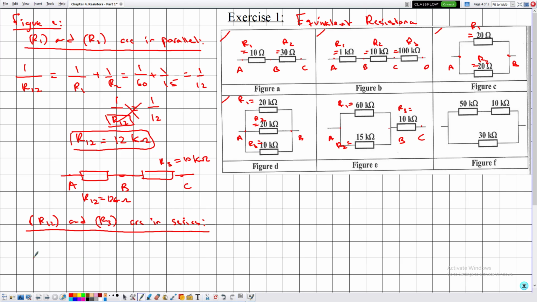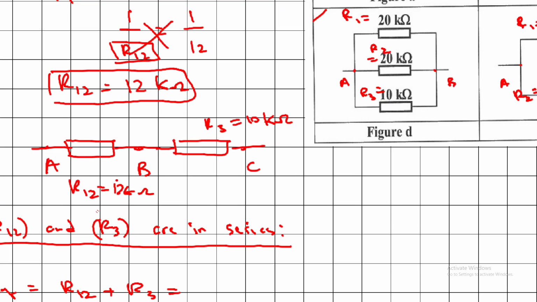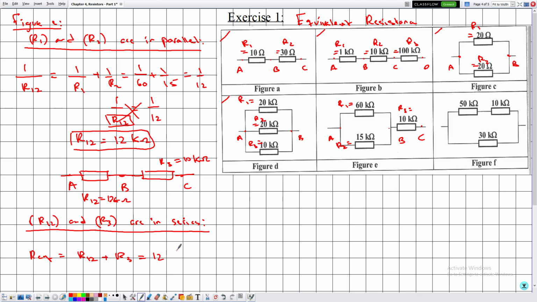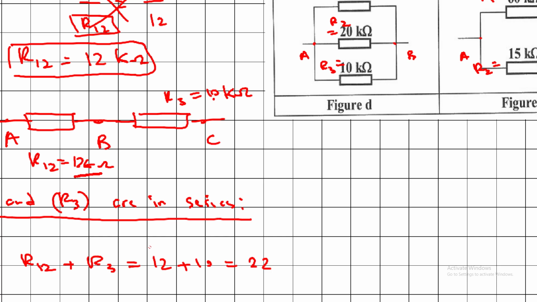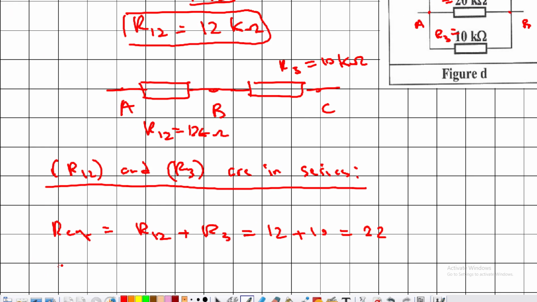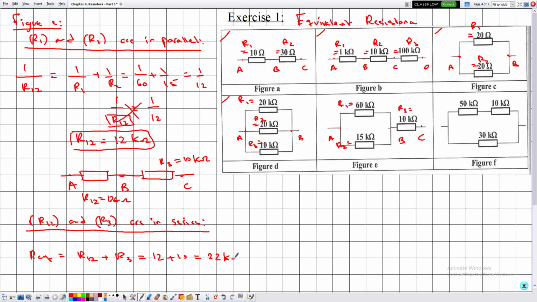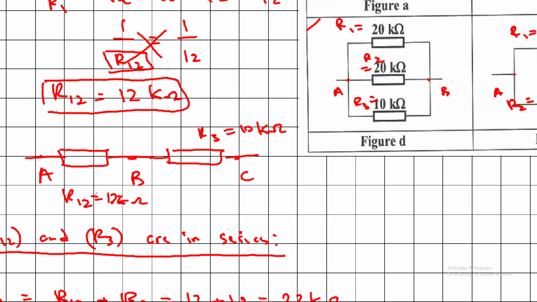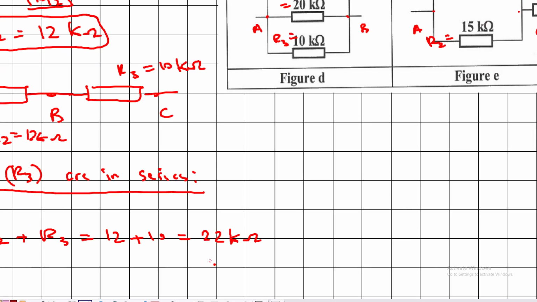Then the final equivalent resistance is given by R equivalent is equal to R12 plus R3. The value of R12 is 12 and the value of R3 is 10, which is equal to 22. Now notice that because R12 and R3 are expressed in kilo ohms, the value of R equivalent will be expressed in kilo ohms. For this reason I didn't convert kilo ohms to ohms. I left it in kilo ohms because I know that I will add it later to kilo ohms and the final answer will be in kilo ohms.